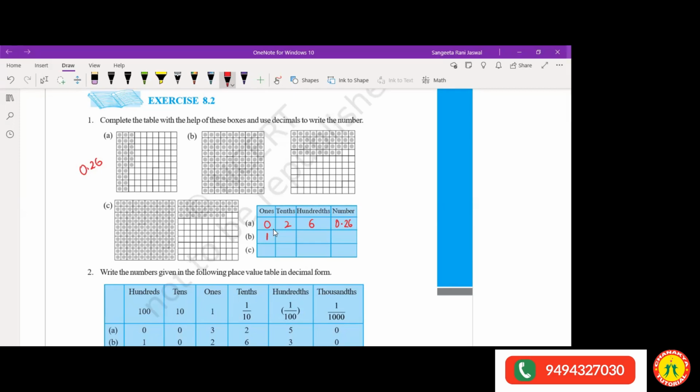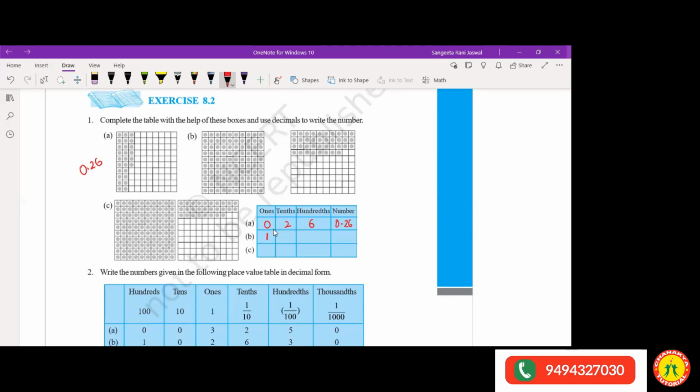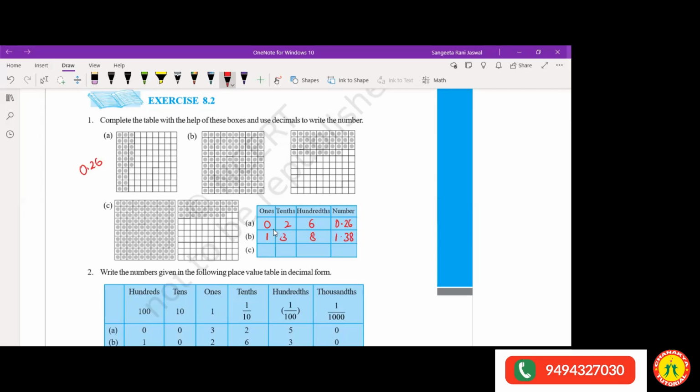Okay. Now next one is, no, this is here also. These both make, yes, so this is 1 and 3. Yes, ma'am. 3 and tens, 8, ma'am. 38. So this is 1.38. Okay, are you understanding?